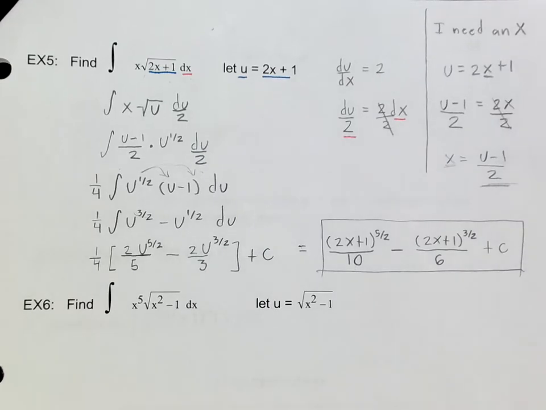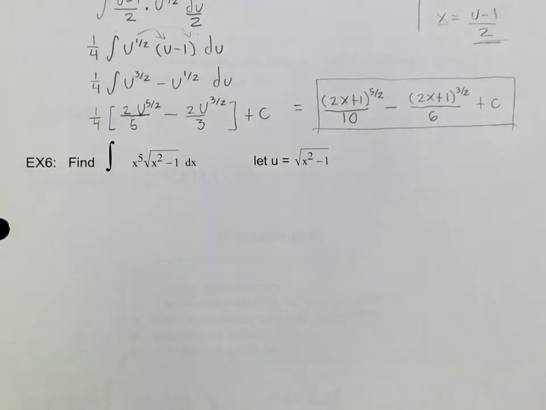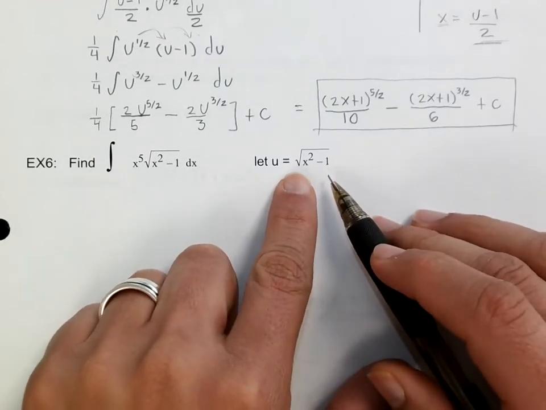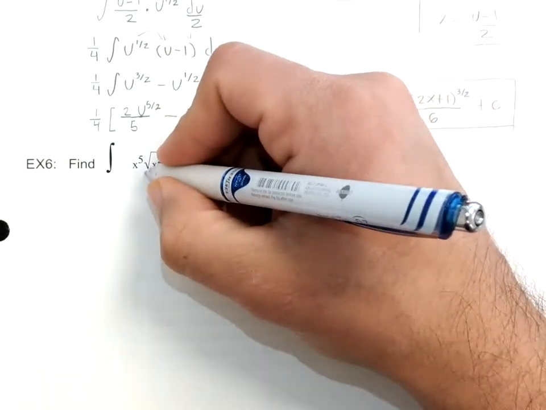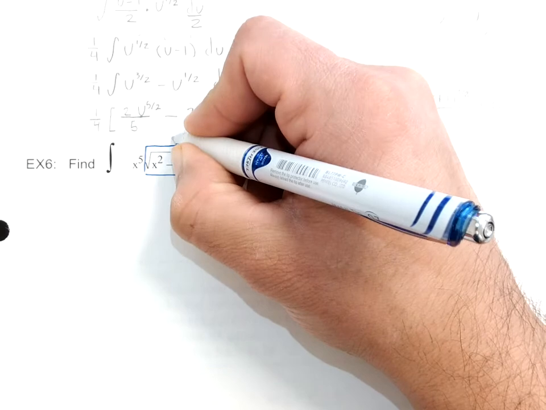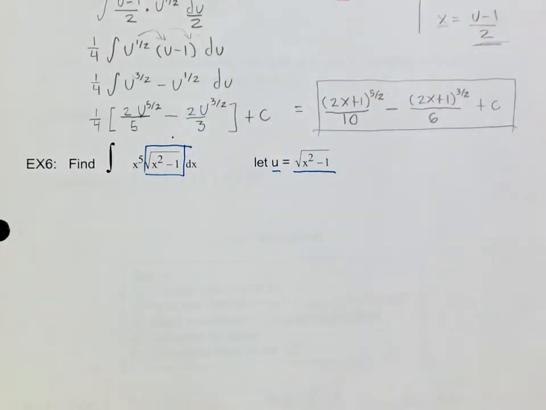So that's that. And then finally, example number 6. Same ideology as the last one, except it's going to be a little bit longer. So let me get through this one. Notice that on this one, u is all of this, including the radical. I usually don't circle it, but all of this is going to be u.